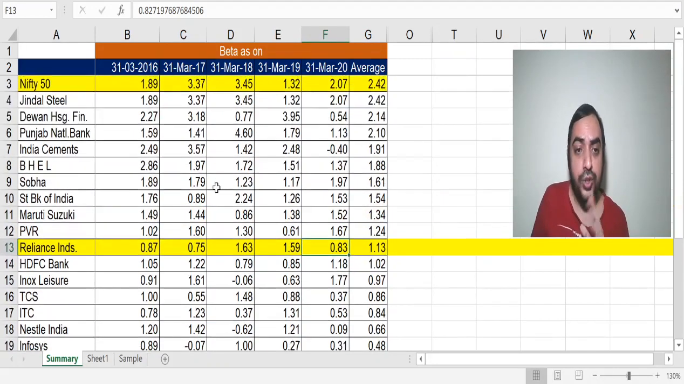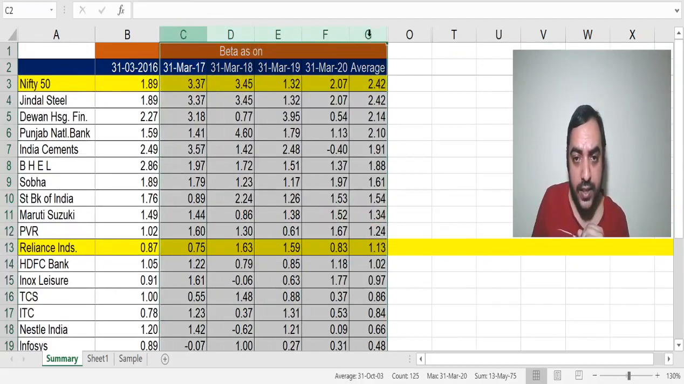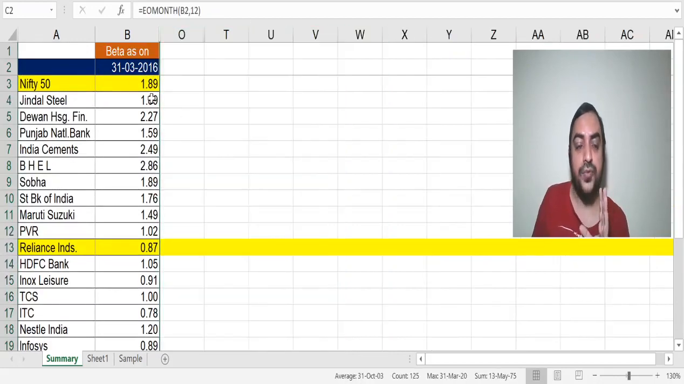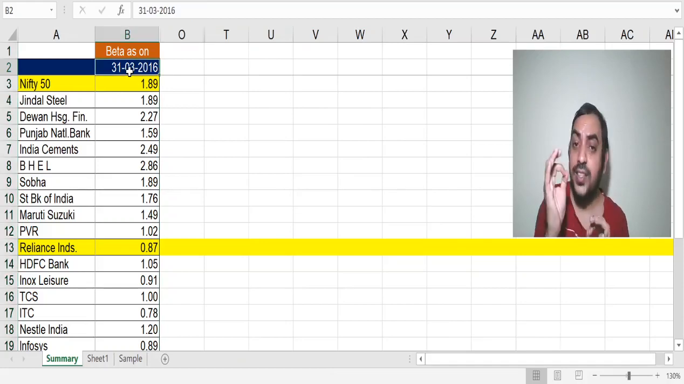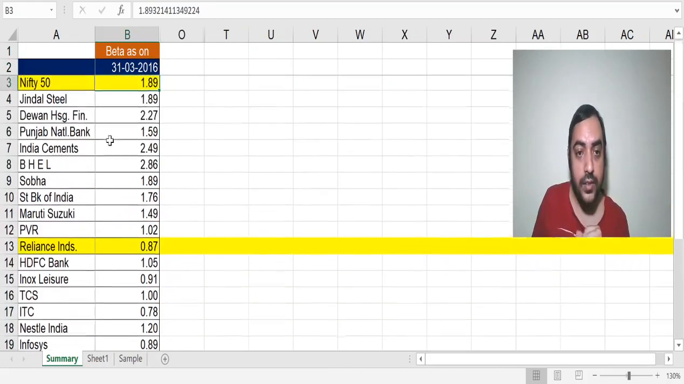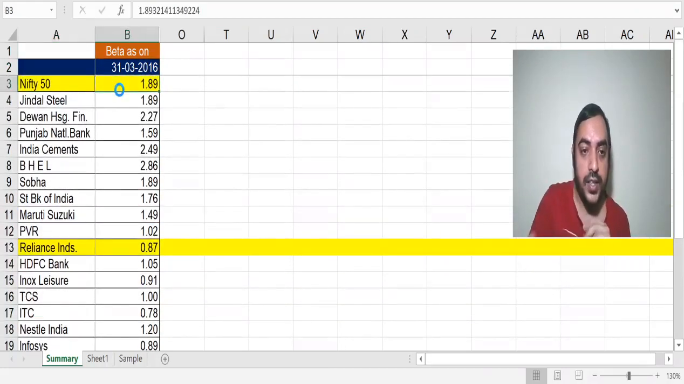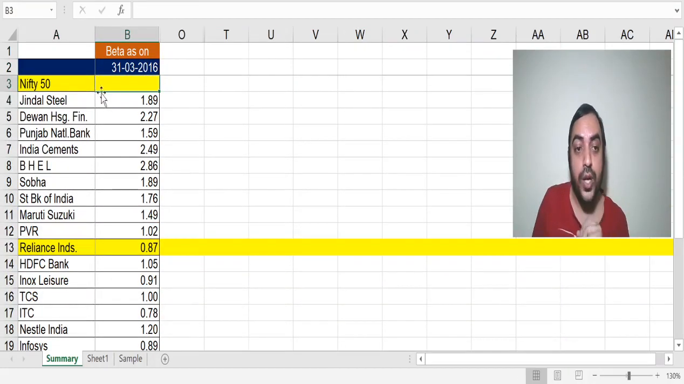Okay, fine. So I've calculated like this for many stocks. Let us come to the analysis part now. So let me just hide for the time being. Let me just focus only on 31st March 2016. Don't worry about this Nifty 50, that cannot have any value. Don't worry about it.